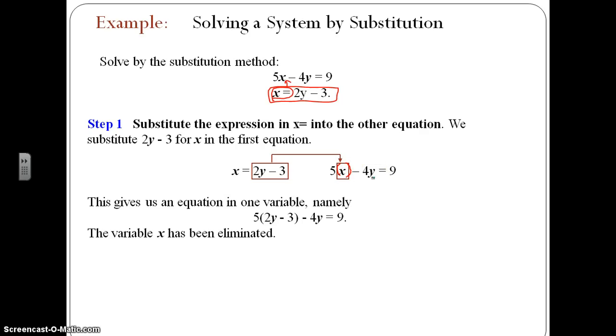So that gives us an equation in one variable. We're going to get 5 parentheses 2y minus 3 close parentheses minus 4y equals 9. The variable x has been eliminated. If you look, our variable x has been eliminated from this. Okay, there are no more x values in here. So now we can solve it.